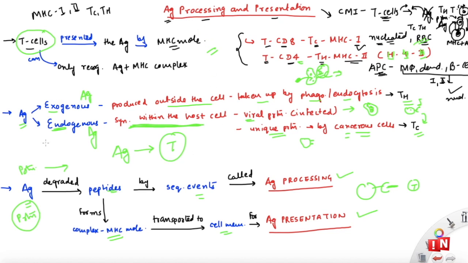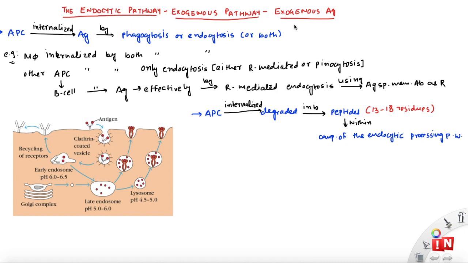Since we have two different types of antigen and two different types of T cells, we will talk about two different types of pathways. So this is just the introduction of antigen processing and presentation. Now we'll see the pathways that are involved in this processing and presentation. In this video we are talking about the exogenous antigen or the exogenous pathway. The endogenous antigen has already been dealt with in another video, so if you want, you can have a look over there.